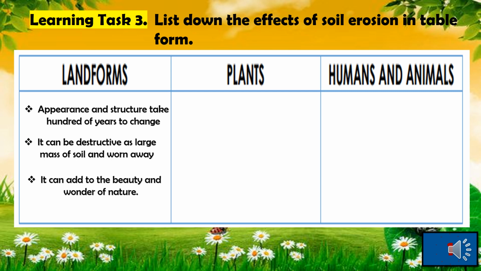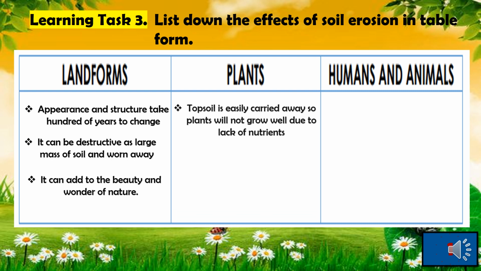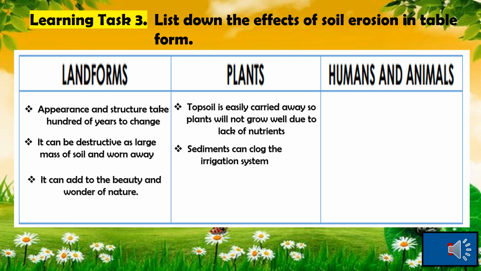And for the plants, we have the following effects. First, topsoil is easily carried away so plants will not grow well due to lack of nutrients. Next, sediments can clog the irrigation system. And we have also, soil loses the ability to hold and absorb water.